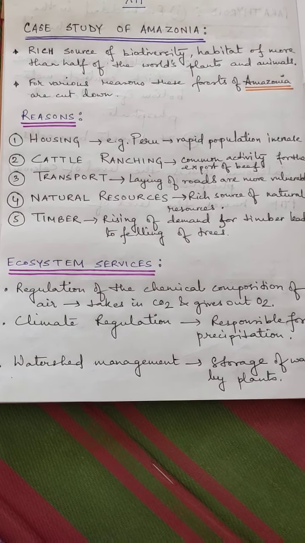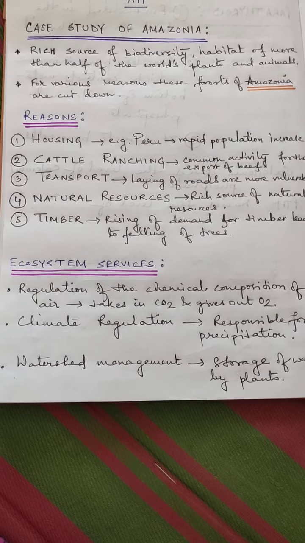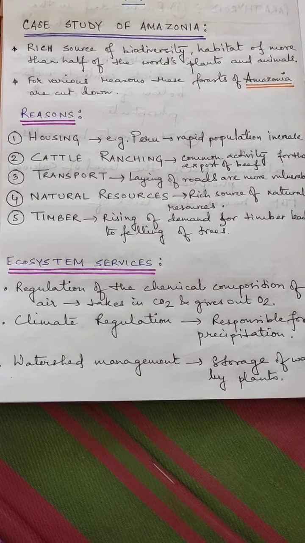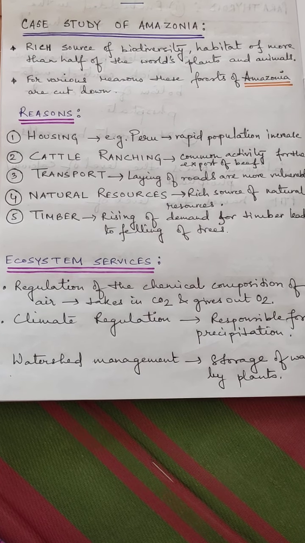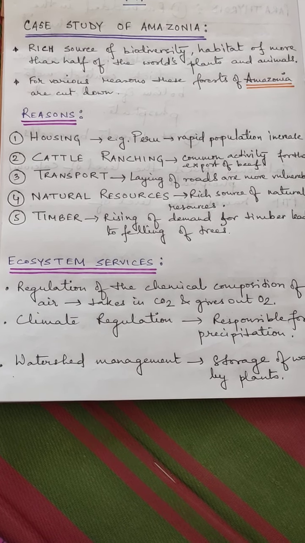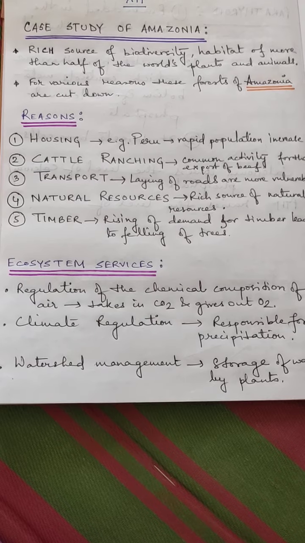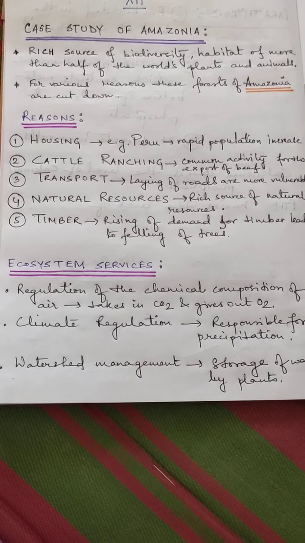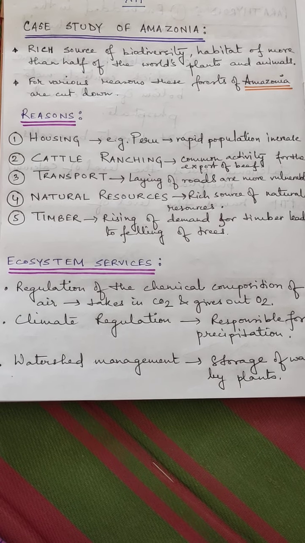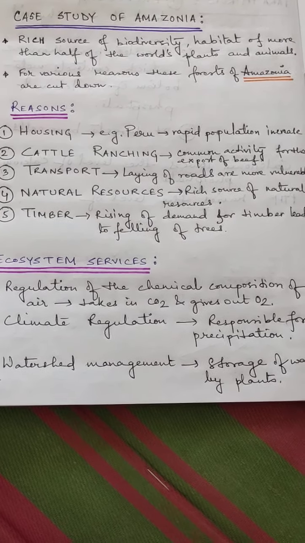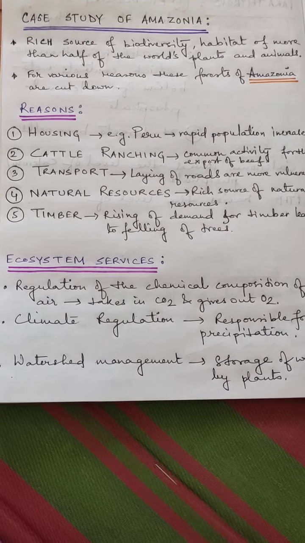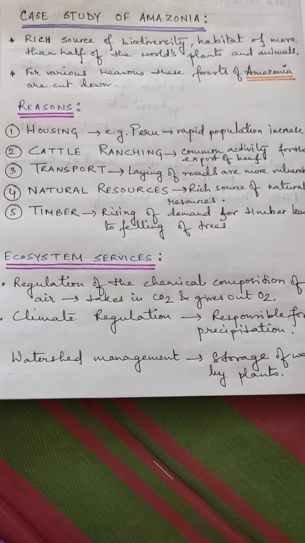Second point or second reason is the cattle ranching. It's a very common activity for the Brazilian countries, and it's a very common activity for the export of beef to various countries of the world. Number 3, transport. Laying of roads through these Amazon forests are making the situation more vulnerable. Number 4, natural resources. As we know, Amazon is a very rich source of natural resources.